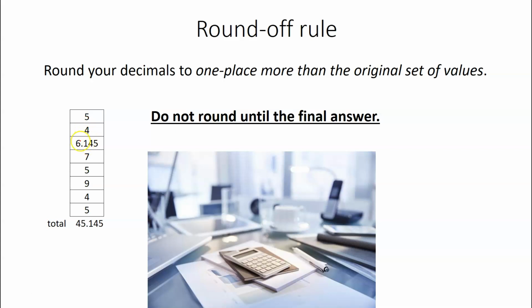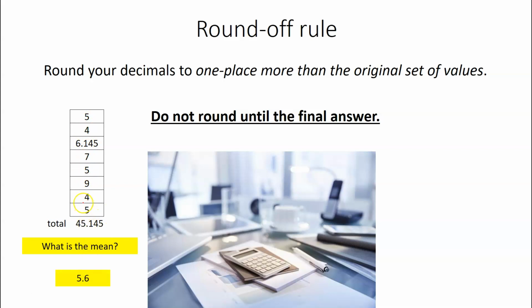So when you've got a situation like this, that's not the one we're going to go from. We're going to round our decimals to one place more than the original set of values. Don't round until your final answer. Okay, so here I've got a total here. If I want to find the mean, well, then I would have to divide by how many are in this data set.